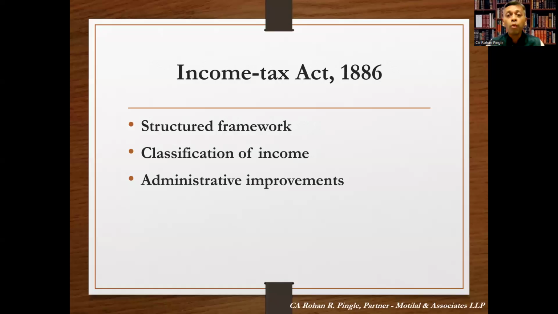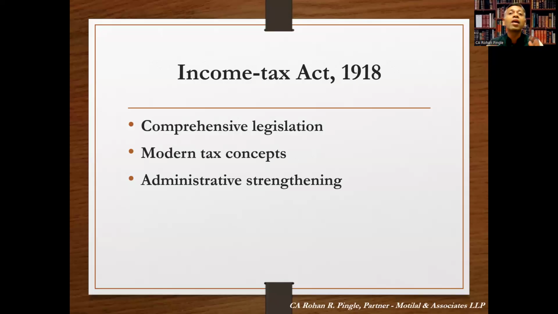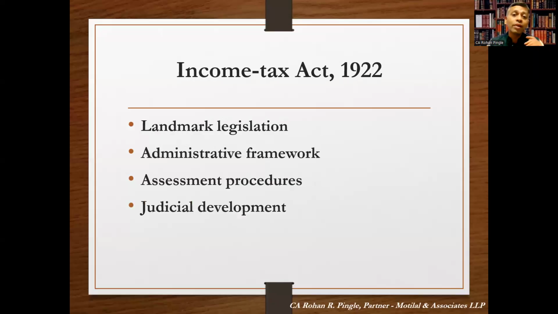Moving further, next is the Income Tax Act 1918. This act attempted to modernize taxation. However, complexities remained. The government recognized the need for a more robust and comprehensive framework. This led to the next major legislative development, and that is the Income Tax Act 1922.